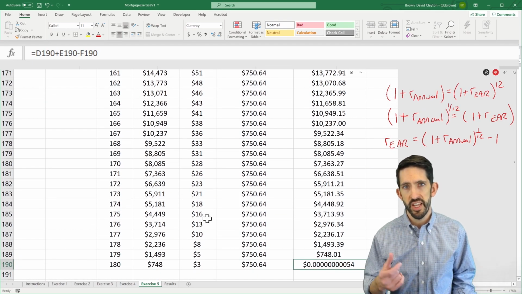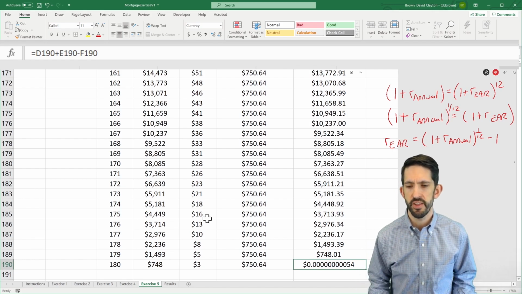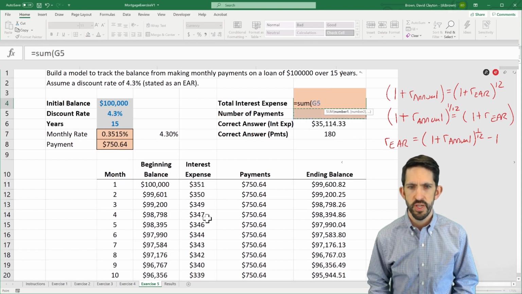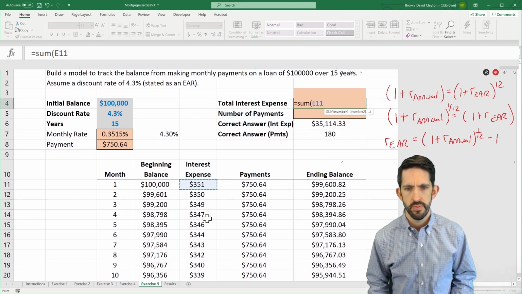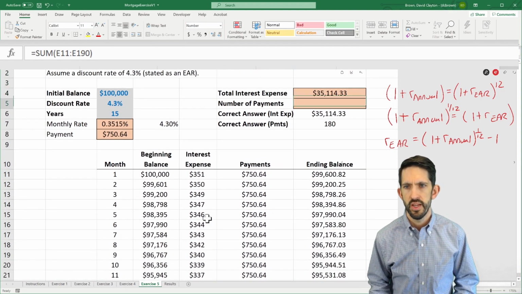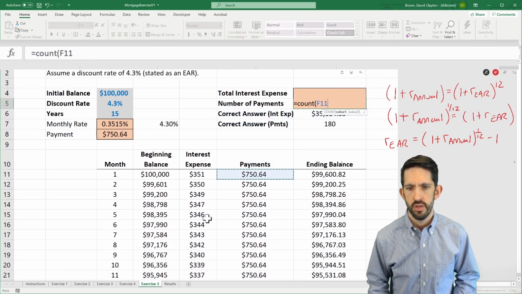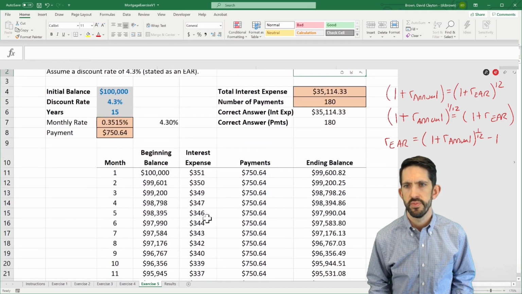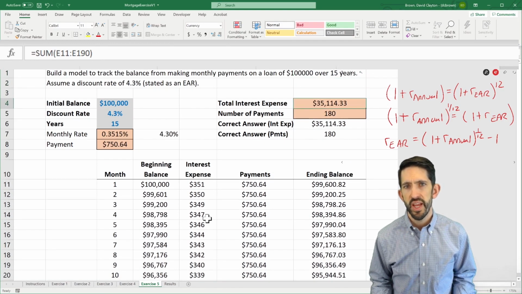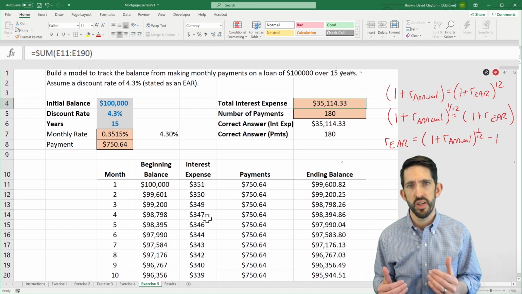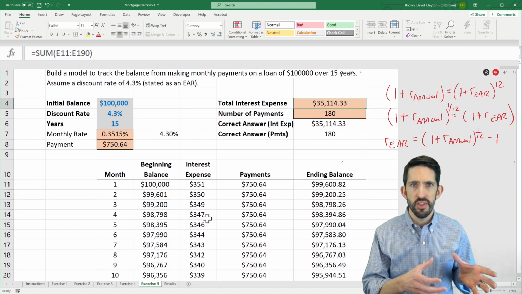Notice here we have a slightly positive rounding error versus a slightly negative rounding error. And now we can add up our total interest expenses, and also count our total payments. And we see that we pay less total interest by using this lower effective annual interest rate versus the APR that didn't account for the compounding.